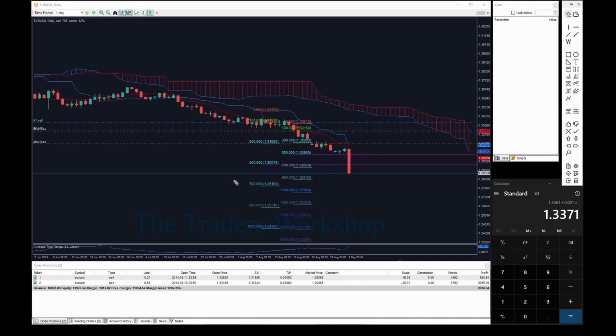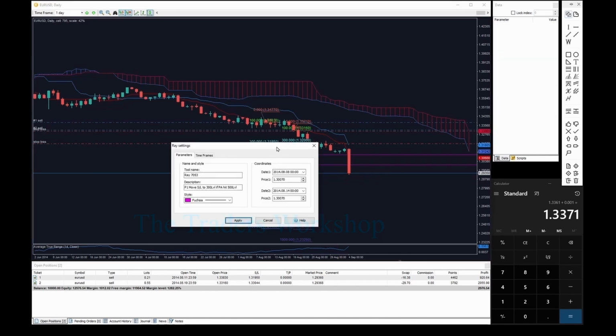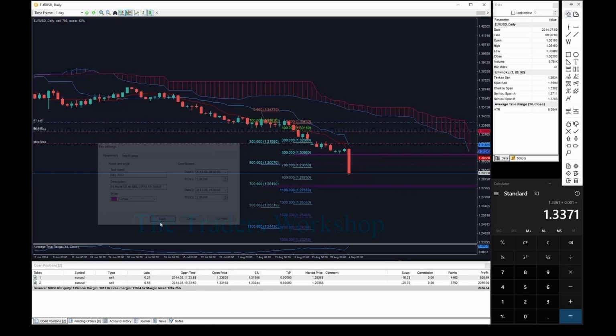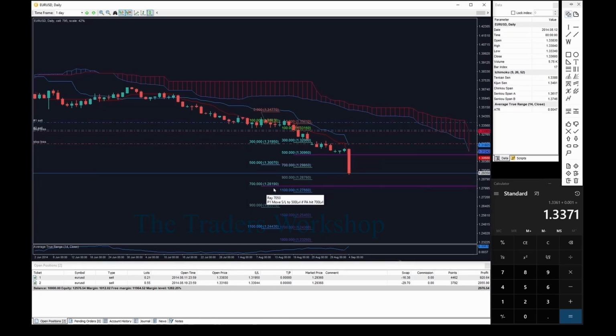Time to edit the ray line of the first position. Then, let's update the description and the next price level. The new description should be, for position 1, move the stop loss to 500 level if the price action hit the 700 level. And the new price level should be at level 700 at 1.28190. The same goes for price 2. And as you can see, the ray line moved from level 500 to level 700.